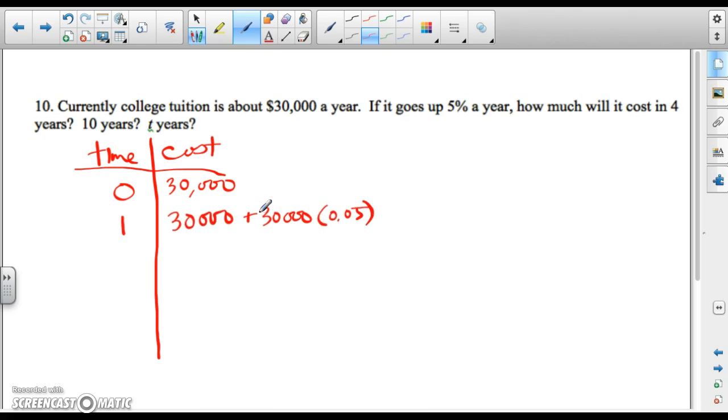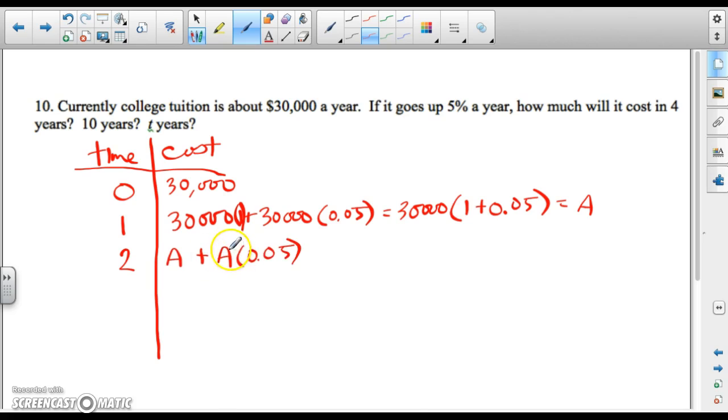So 0.05 times 30,000. Well, if we think about our algebra, that's 30,000 times 1 plus 30,000 times 0.05. So if you factor out the 30,000, you're left with 1 plus 0.05, or that's 1.05. Okay? Whatever that amount is, let's call it A. That amount will then go into the 2nd year. So in year 2, we're going to take that value, A, and we need to do the same thing. We need to add on another 5% of that amount, so 0.05 times A.